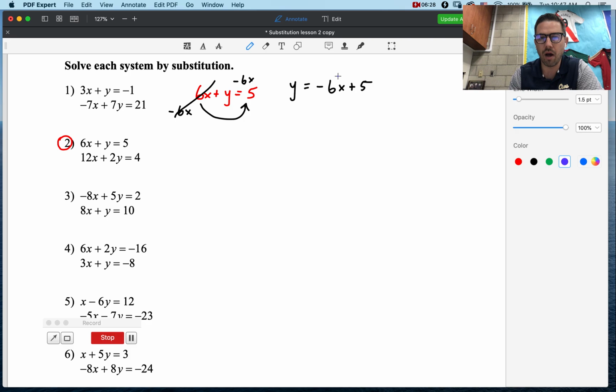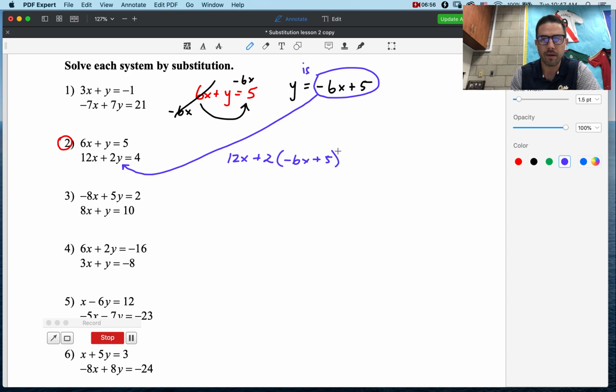Now, we know that y equals this, negative 6x plus 5. So watch. Where we see a y, we're going to substitute that in. That's exactly what we're going to do. So let's go ahead and say 12x plus 2. Now watch, we're going to substitute this in for y. Negative 6x plus 5 equals 4.